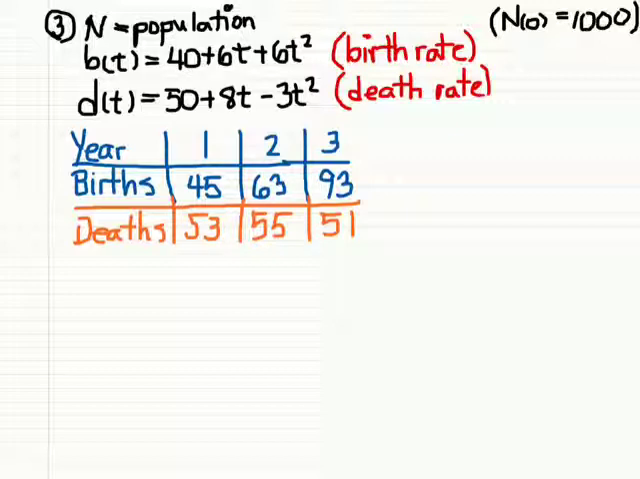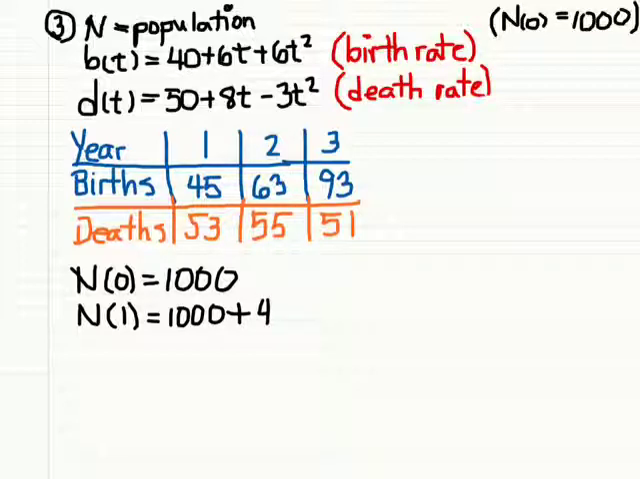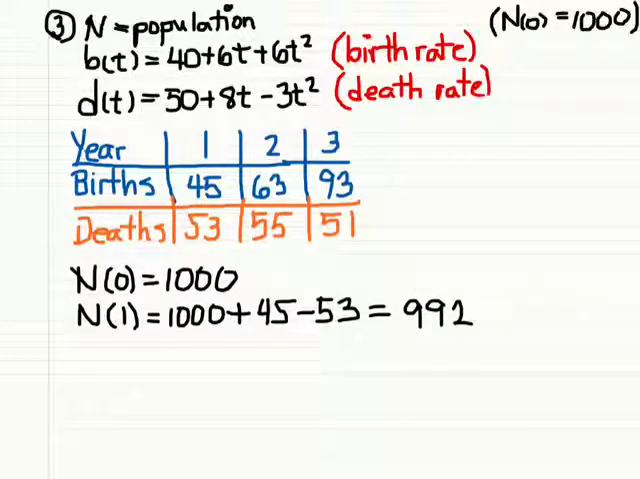Knowing the number of births and deaths each year allows us to calculate the population. So we're told that we start at 1,000. And so during the first year, we start with 1,000, but there have been 45 births and 53 deaths. So 8 more individuals have died than were born, and we have 992 individuals at the end of the first year.